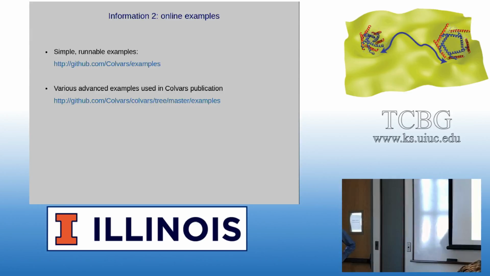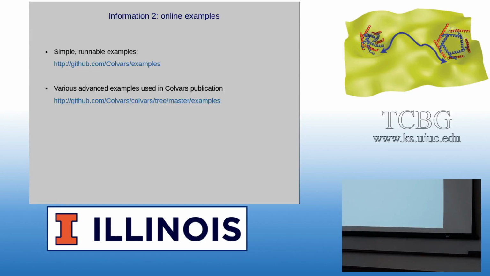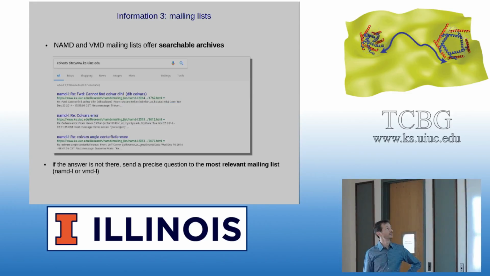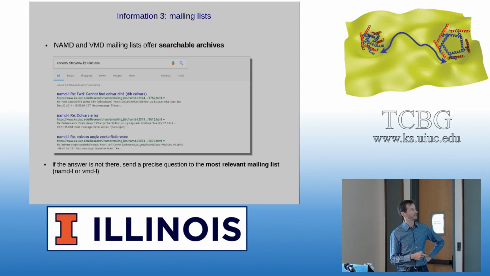A third source of information, if you have a special situation that's not covered in the docs, or you have trouble finding your way around the docs, which admittedly are kind of large, is the mailing lists. Both NAMD and VMD have these nice mailing list archives you can search. Actually, they're really well indexed.